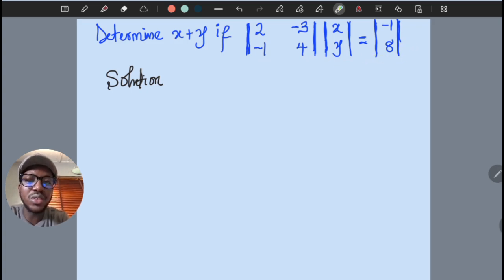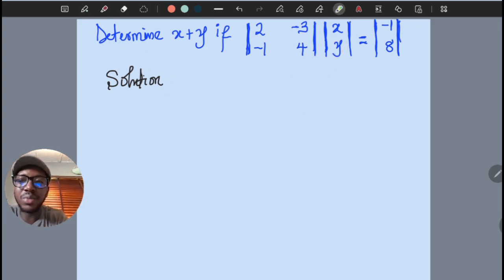So if we are going to solve this question, we are going to be using this first row here to multiply this first column. If you remember from the rules of multiplication for matrices, the first row multiplies the first column. So that's how we are going to be approaching it. That means 2 and minus 3 will be multiplying x and y. But don't forget that 2 is the first element on the first row. It is going to be multiplying the first element on the first column. Minus 3 is the second element on the first row. It is also going to be multiplying the second element on the first column.